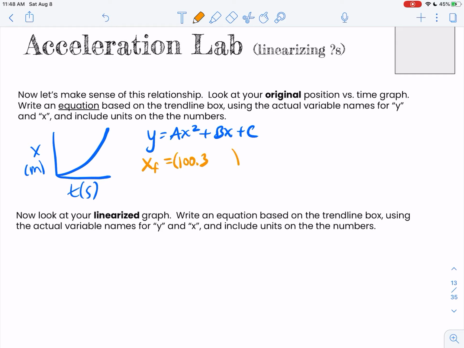And I'm going to leave a space for some units here. Okay, x squared is going to be time squared because that's my x variable. Plus my b was about 5.0. I'm going to leave some units there. X is t. Plus my c was negative 0.01. And then I'll leave a space for some units right here. So this is the equation that I'm getting from the parabola.